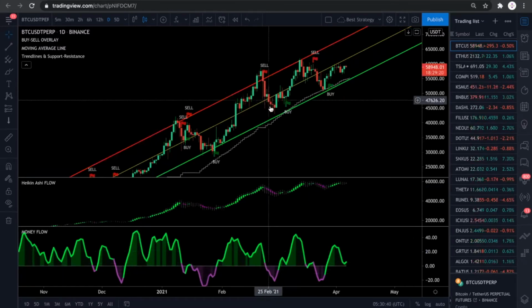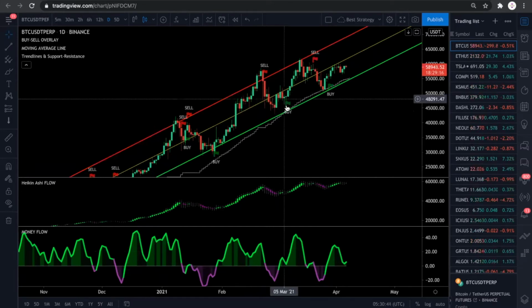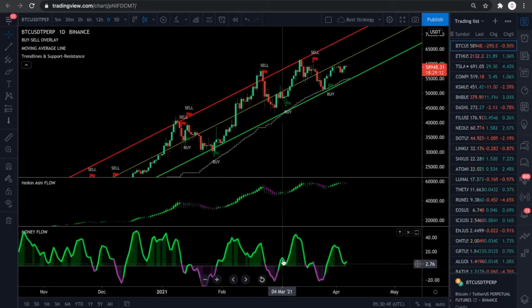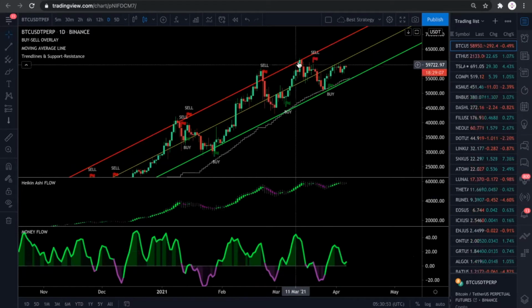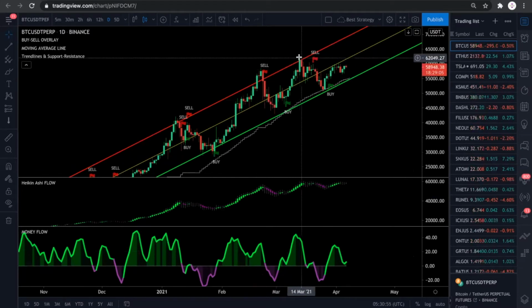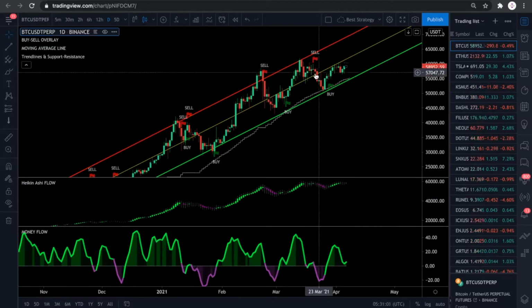And we come all the way back down. Get a pullback. Come back down. Get the buy signal. Heiken Ashi's green. Money flow starting to creep back up. And we continue back up. Hit the resistance line. And we start coming back down. Face a little consolidation as we get closer to this yellow line. And we continue coming back down.